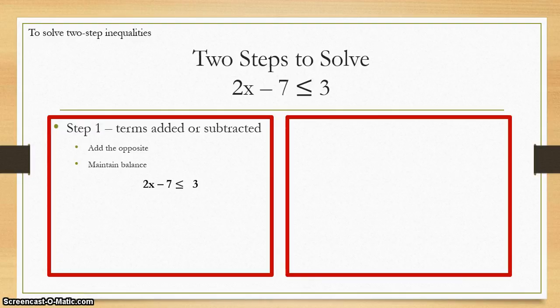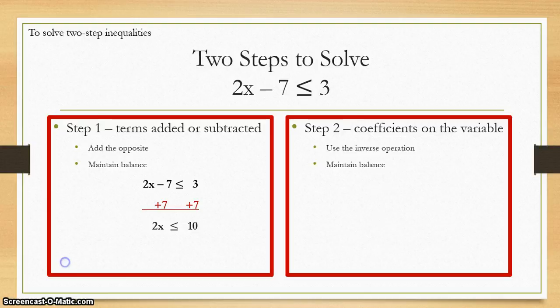So 2x minus 7 less than or equal to 3 has a negative 7 being added to the 2x, so we will add the opposite to both sides, and we will have 2x less than or equal to 10. We now have an inequality that has a coefficient on the x, and we're ready for step 2, which is to solve the coefficients on the variable.